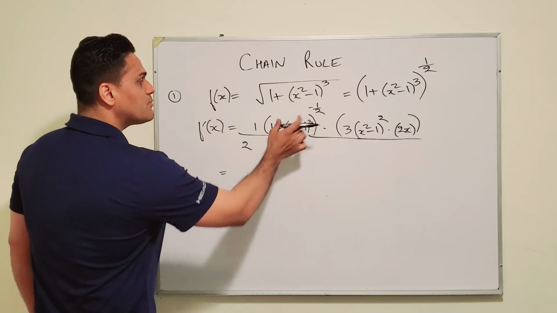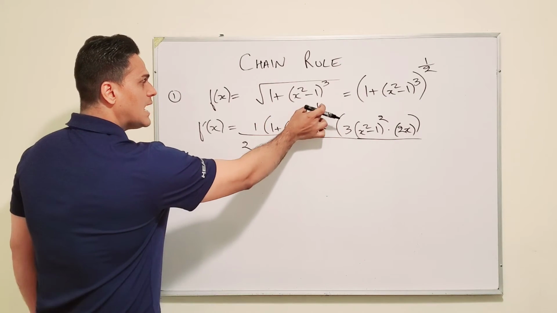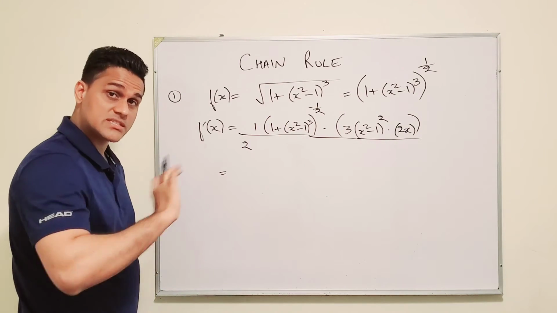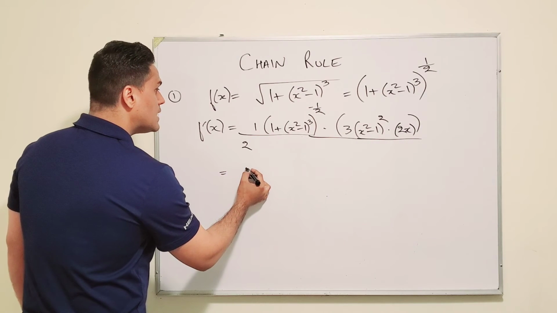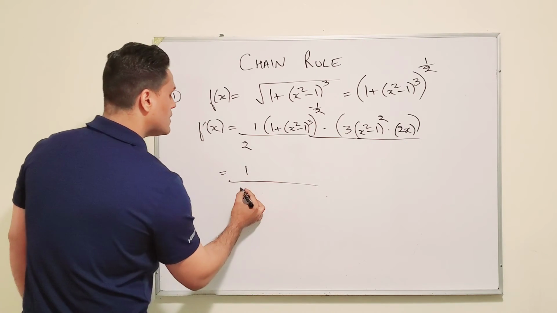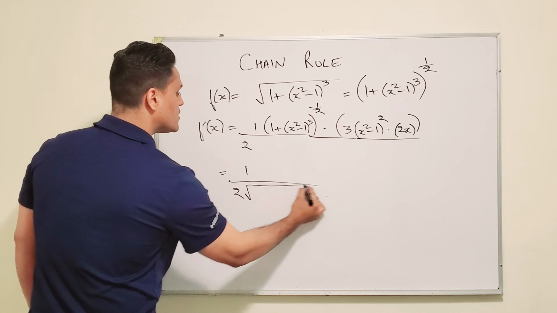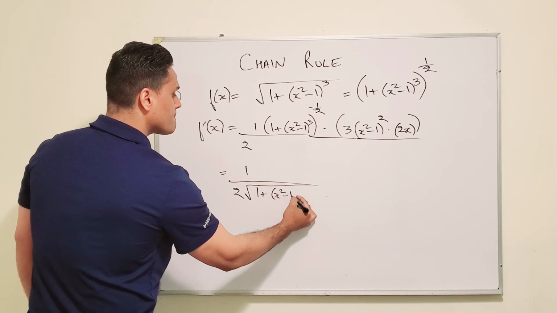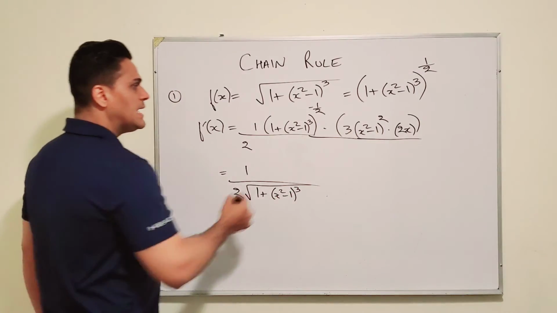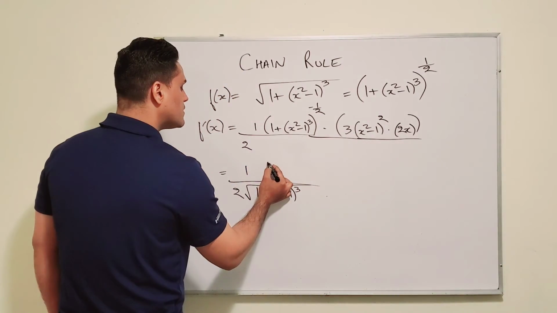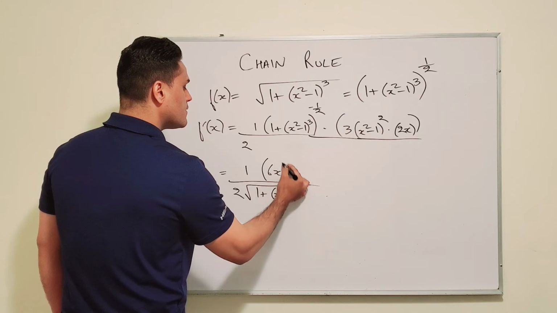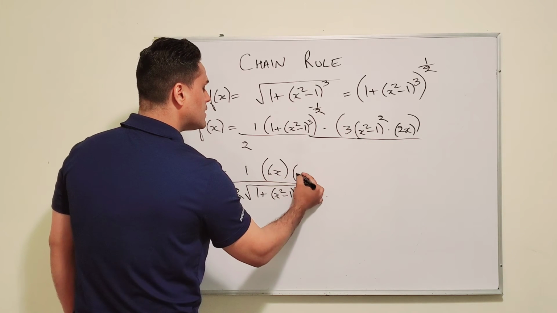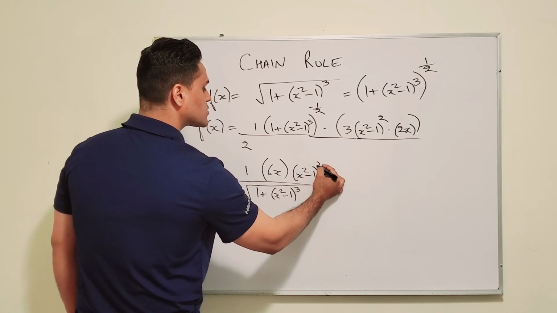So now in the next step, we're just going to move this term to the bottom, and it'll become positive 1 over 2. We're just going to write it as a square root. Okay? So we have 2, and we're going to put a square root and write that term over there. And 3 times 2x is 6x times x squared minus 1 whole square.